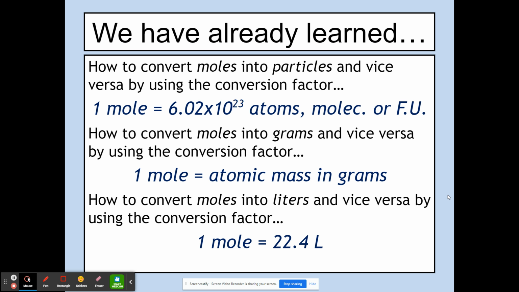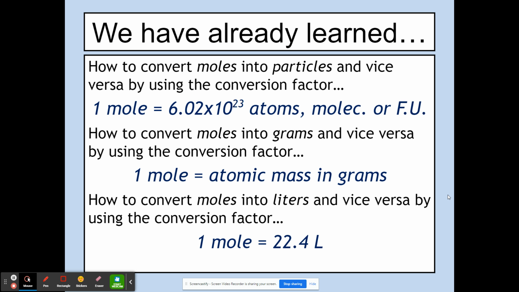And we're also going to do two-step using the volume as well. So how to convert moles into particles and vice versa, we already know this, that 1 mole is equal to 6.02 times 10 to the 23rd atoms, molecules, or formula units. And yes, that unit does change depending on what we're talking about. Our second thing that we always know is that 1 mole is equal to the atomic mass in grams, or the molar mass.